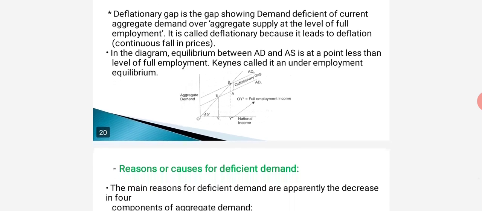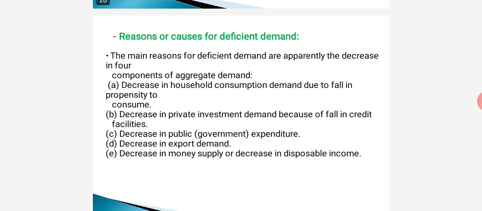Next thing, reasons or causes for deficient demand. These causes are just opposite to the causes of excess demand. Again, the components of aggregate demand are responsible for deficient demand. Those are decrease in household consumption demand due to fall in propensity to consume, decrease in private investment demand because of fall in credit facilities, decrease in public or government expenditure, decrease in export demand, and decrease in money supply or decrease in disposable income.